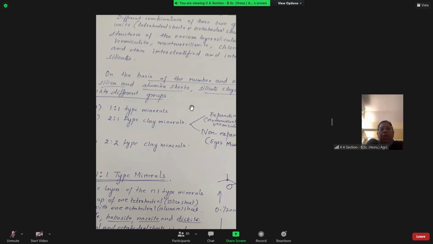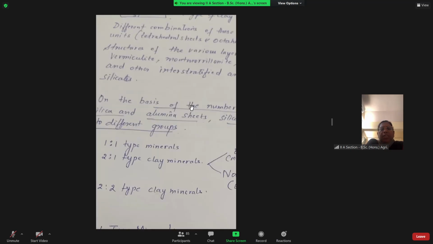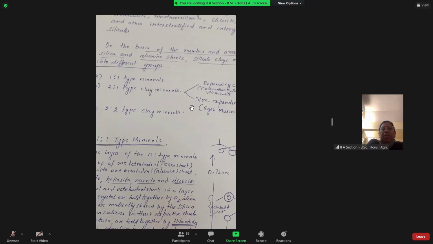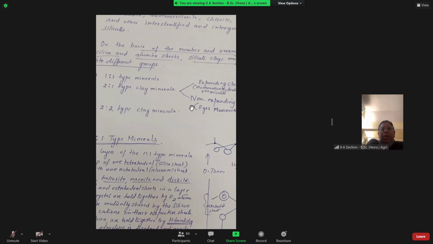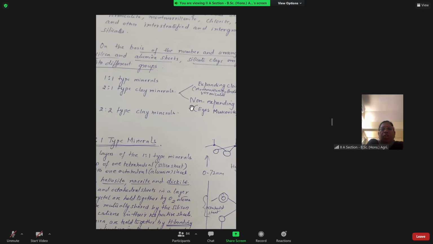Then 2:1 type of lattice means two silica sheets, and in the center is the aluminum sheet. So two tetrahedral, and in the middle is the octahedral sheet. That is referred to as 2:1 type of clay. Example, Montmorillonite.